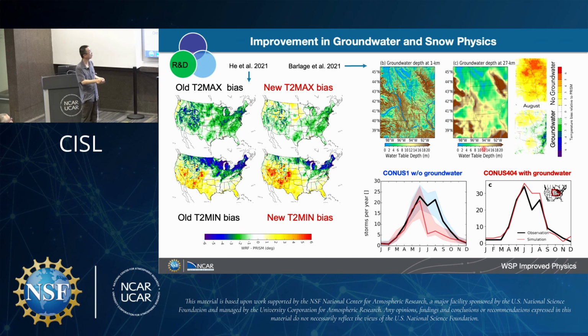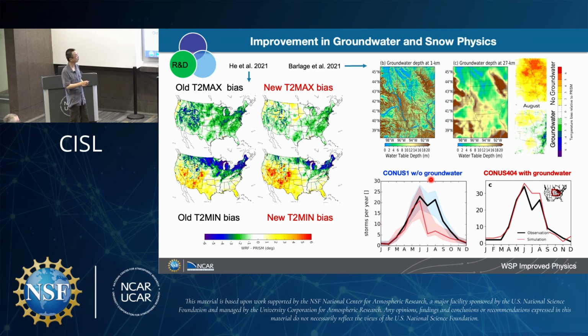So with the shallow groundwater scheme that we implemented, we now have a mechanism to store them and to come back later, so that the warm biases after we implement that have been almost totally eliminated. And most importantly is about the storm statistics.